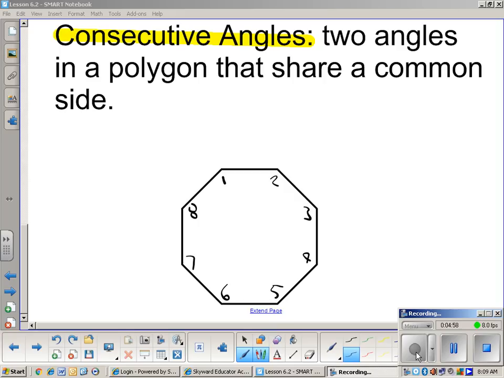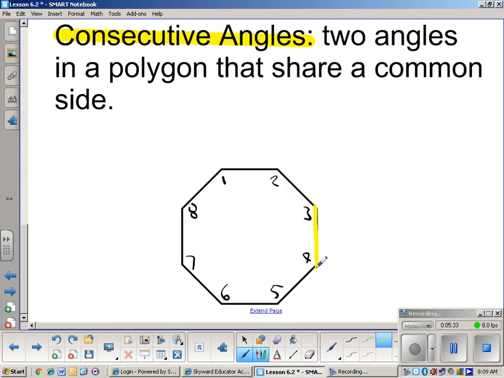So consecutive angles says two angles in a polygon that share a common side. So can someone name a pair in this octagon here, a pair of consecutive angles? Any of these 8 angles that share a common side? 2 and 3. 2 and 3 share this side, don't they?